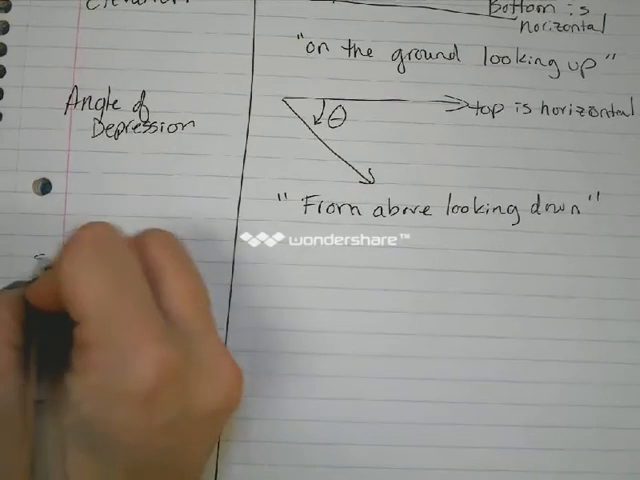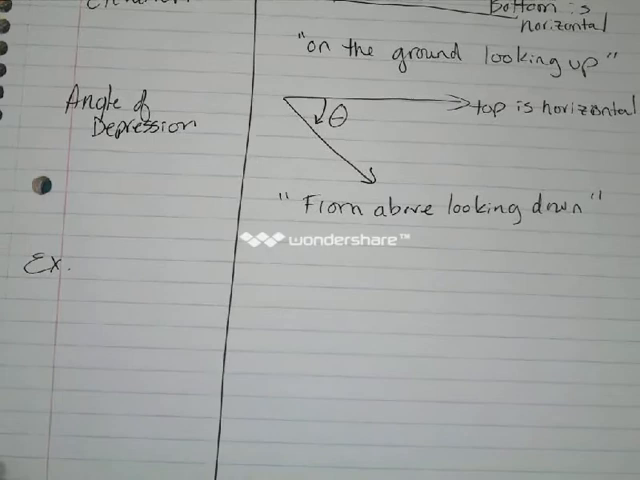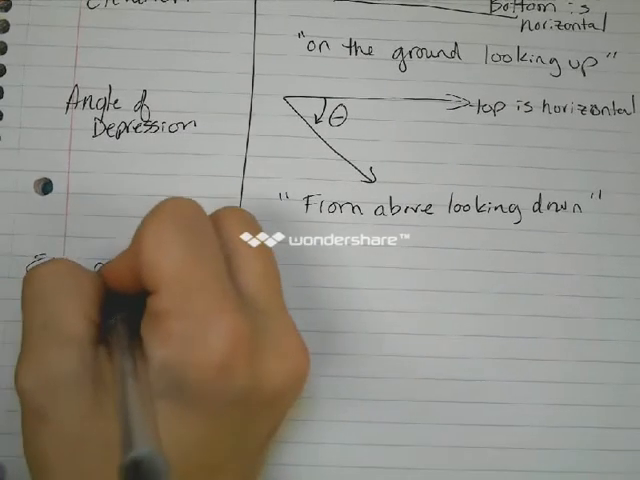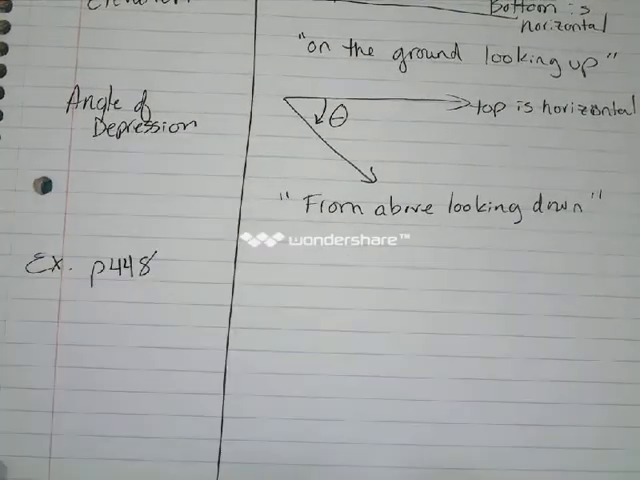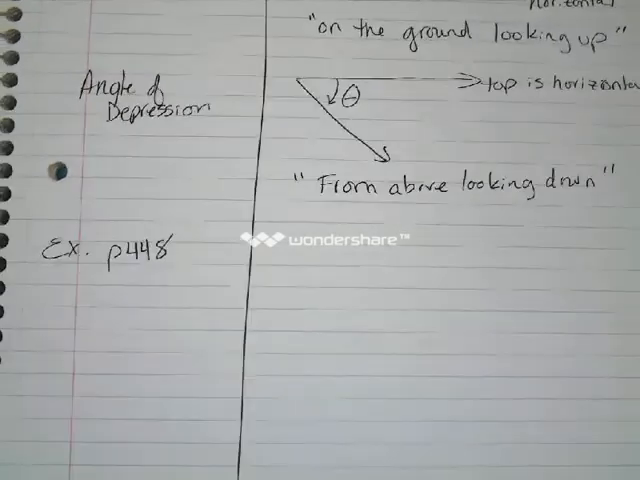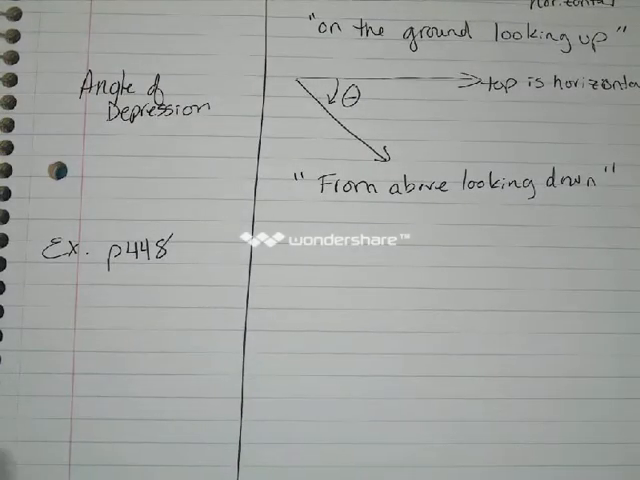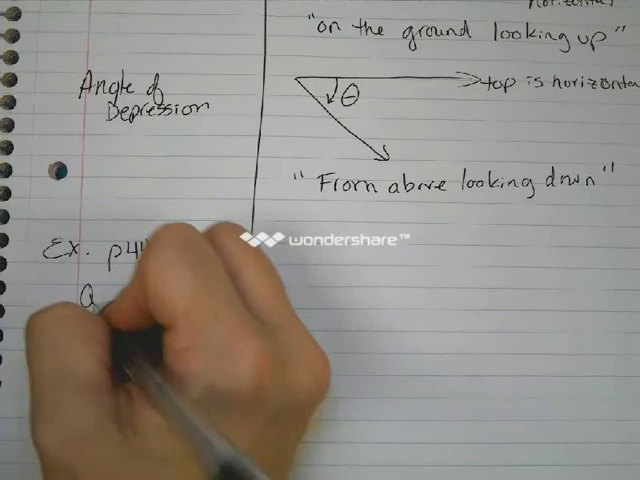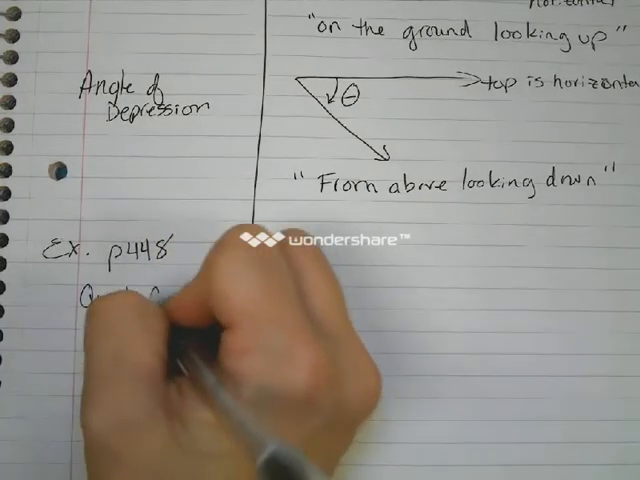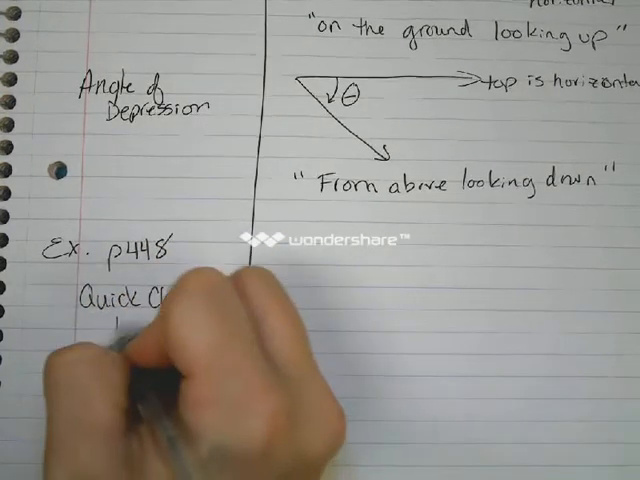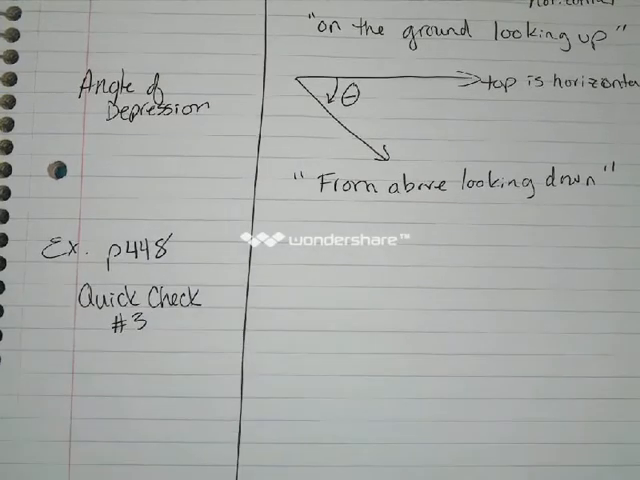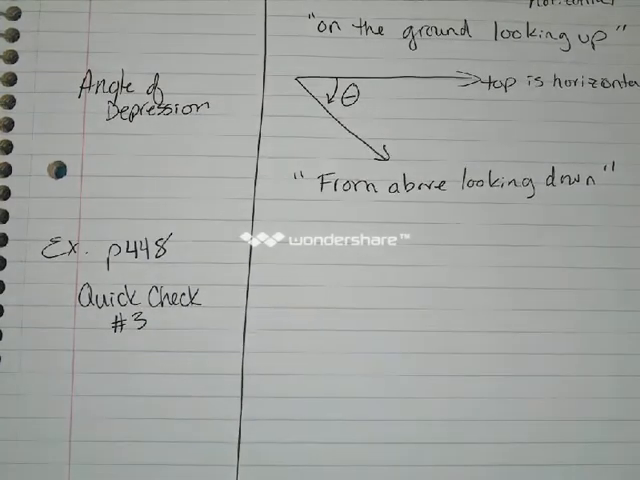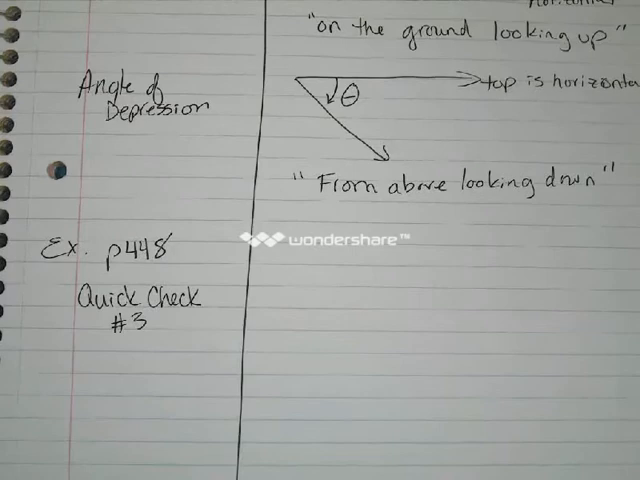Alright, so let's look at some examples. Okay, this example is on page 446 if you want to actually read it, but I'm just going to describe it verbally to you. Okay, and this is the quick check number 3. It should be underneath one of the examples. Alright, so if you want to read the storyline behind it, basically it's an airplane that's flying across the water and there's somebody in a raft.